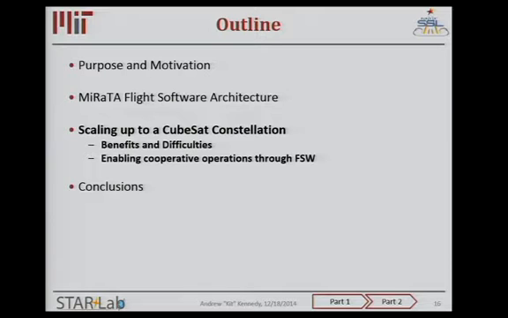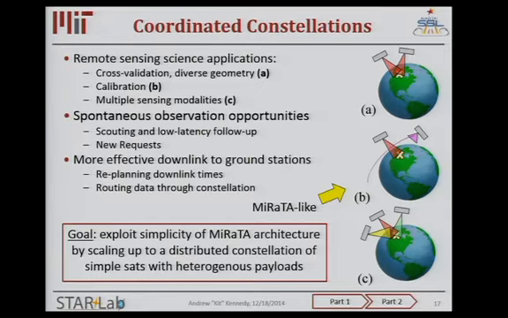And now I'm going to talk a little bit about how I want to use that as inspiration for scaling up to a constellation of CubeSats. So this first slide, there's a lot of detail on it, but I'm basically calling out the motivation for why you want to build a coordinated constellation. What I'm thinking about specifically is remote sensing science applications in low Earth orbit. So there are these sample cases here on the right.